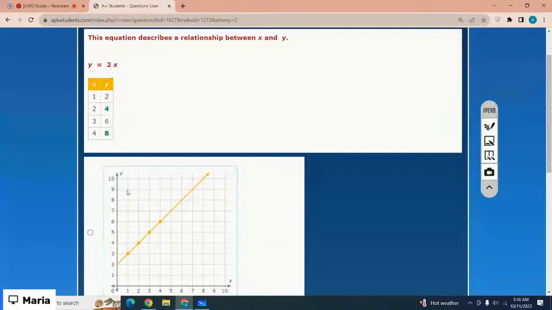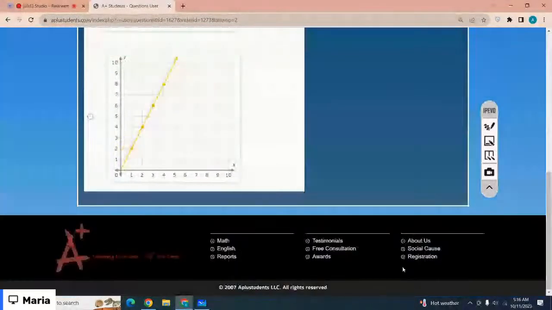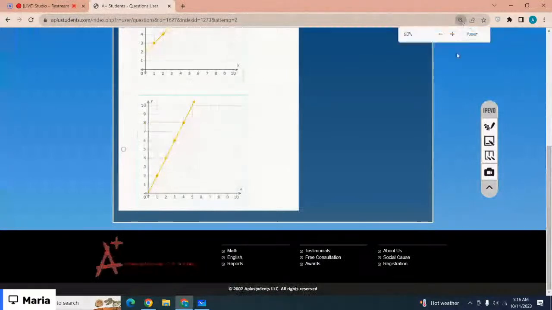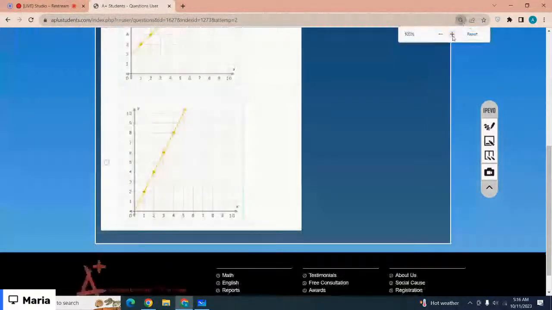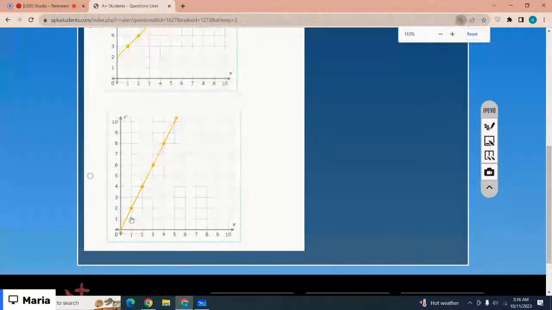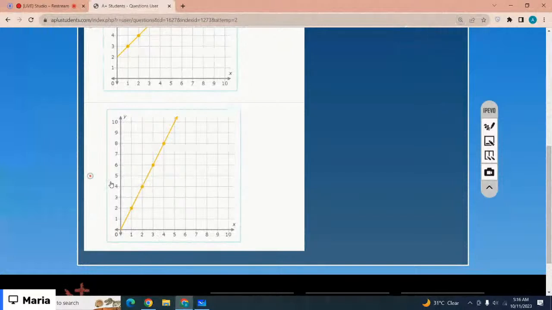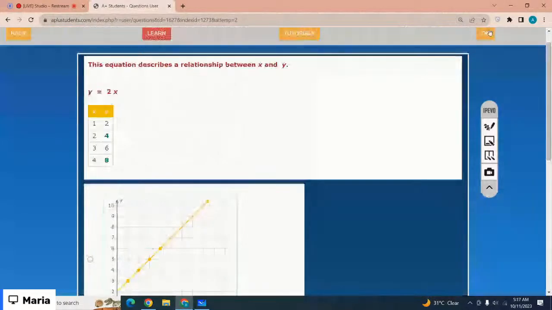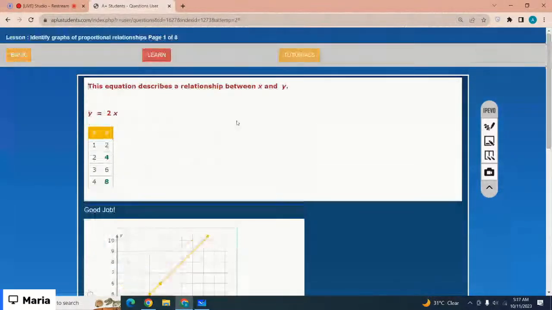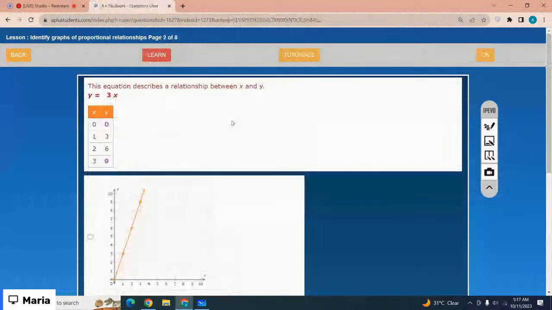X is 1, y is 2. X is 1, y is 3. See this point, match it to the y-axis. This isn't the correct option, right? This one it is. Okay, x is 1, y is 2, right? Then x is 2, y is 4. Then x is 3, y is 6. So that's the correct option. Got it? Option number 2 is the correct option. Yes, that is second one.